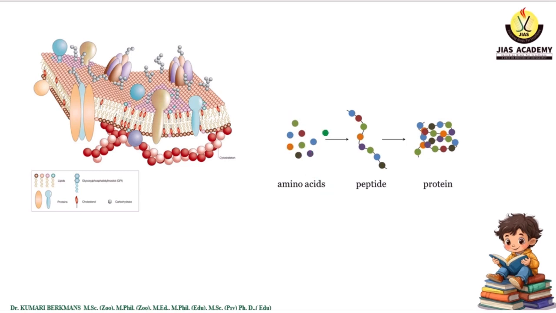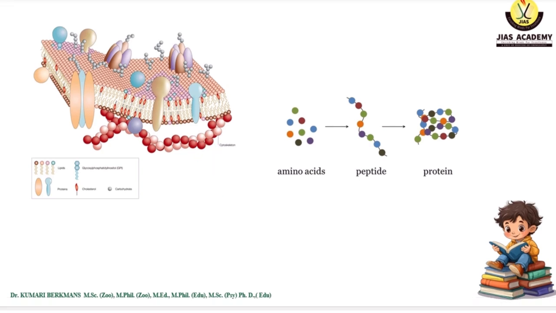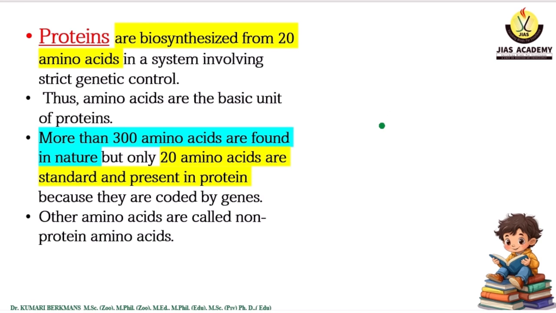What you are seeing here are the amino acids. Amino acids combine together to form the peptide, and this complex molecule is called a protein. You can see this is the peptide chain which is formed and which is present in the cell. This is a cell membrane. It is present in the cytoplasm again. Proteins are made up of 20 different types of amino acids. Totally, there are about 300 amino acids found in nature, but 20 amino acids are standard and present in the protein.